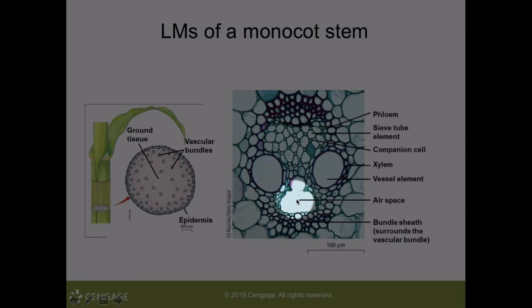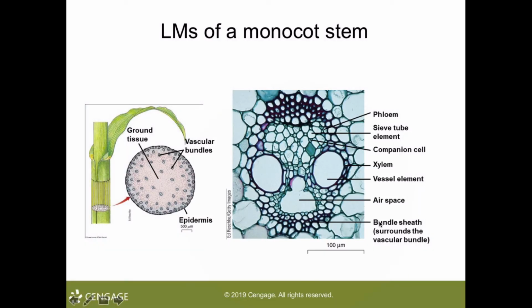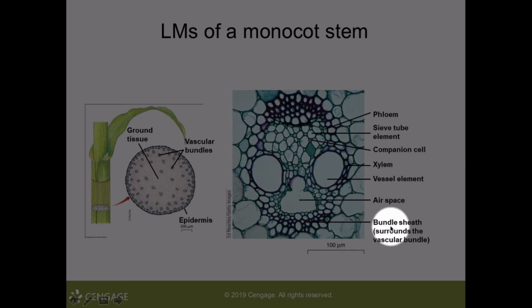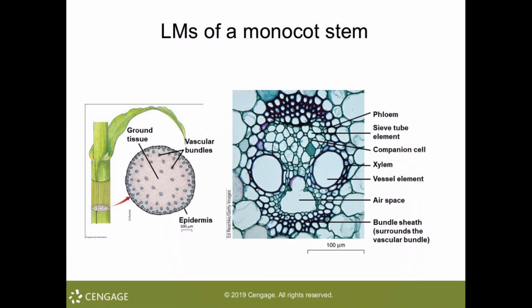And then is the air space. So the bundle sheath cells are what surrounds the vascular bundles here in the monocots. So this is something I would know for the test as well as the lab exam. You've now been told.